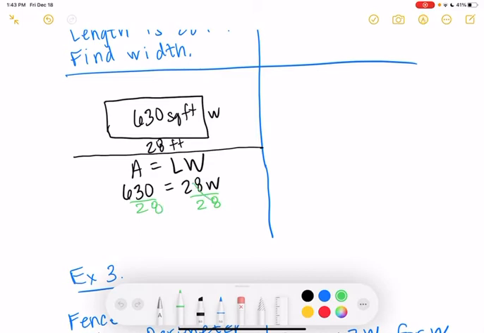And we get 22.5 feet equals W. Okay, so we had the area equals length times width. Essentially, we had to find that width, so we ended up dividing both sides by that length, right?